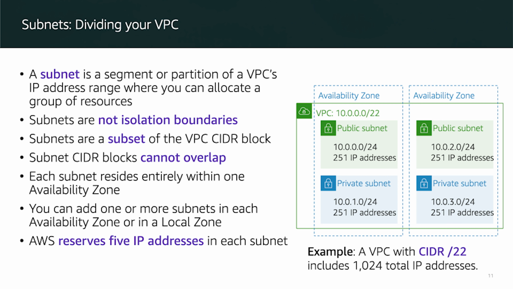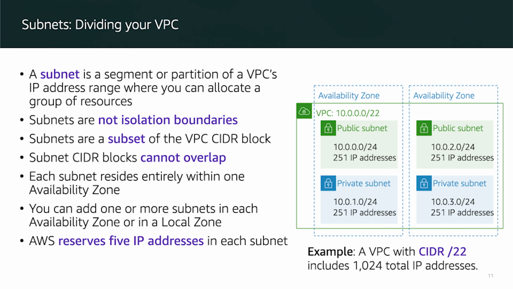You can optionally add subnets in a local zone. When you create a subnet in a local zone, the VPC is also extended to the local zone. Because VPC subnets are mapped to a specific availability zone, subnet placement is one way to ensure that your Amazon EC2 instances are distributed across multiple locations, or that they are multi-AZ deployed.